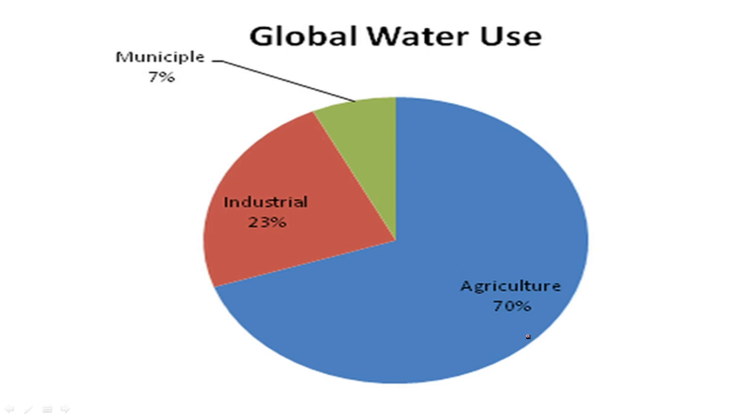So this is basically the amount of water we spend by sector. In agriculture, we spend 70% of all the water we use, and 23% is industrial use. Municipal are the rest of the uses that represent about 7%.